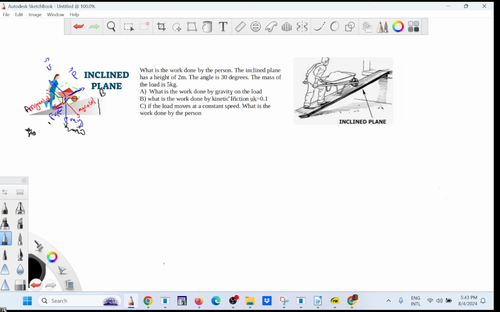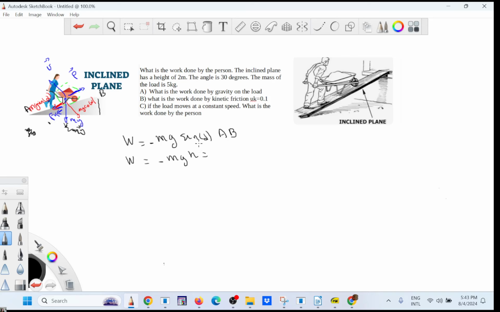So we already talked about the inclined plane. Now the work done by gravity on the load. Gravity is doing negative work because it's taking away the energy, so you have to do work against it. It will be the component along the inclined plane, so you have to fight against that component. So it will be mg sine times the distance from A to B.